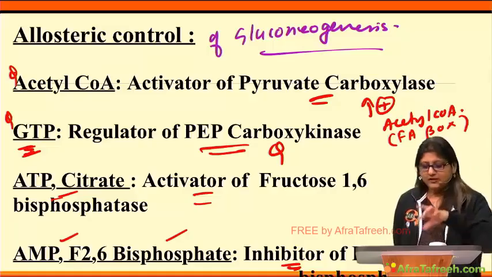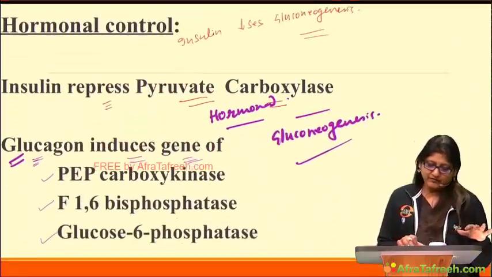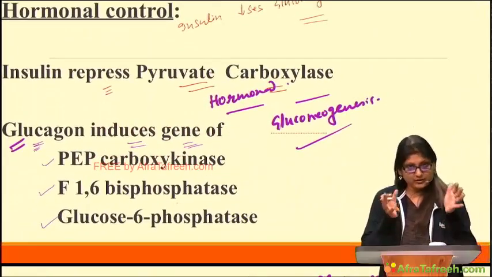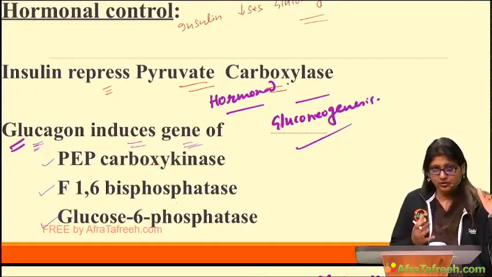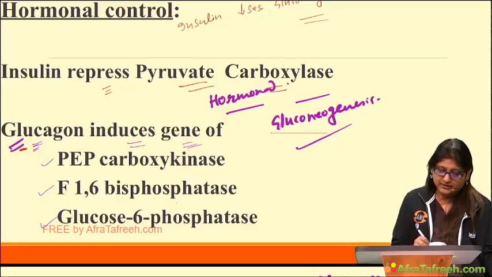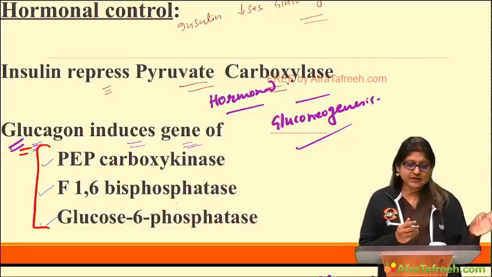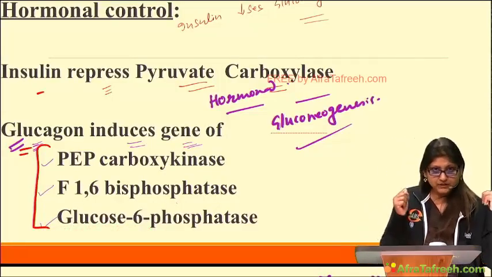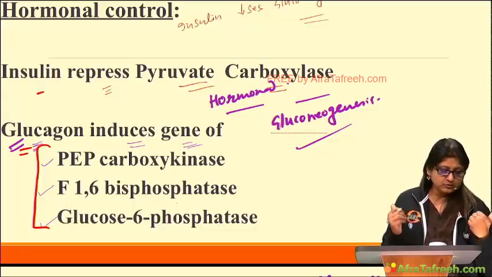Okay, write down all these things in your workbook. What I've told you, I repeat it once again. So, very, very important slide. You won't get everything together anywhere, right? When we are talking about hormonal control of gluconeogenesis, we have glucagon, which is required for gluconeogenesis. It is going to induce the genes for these three enzymes, and insulin is going to suppress the genes, and this is going to downregulate gluconeogenesis.